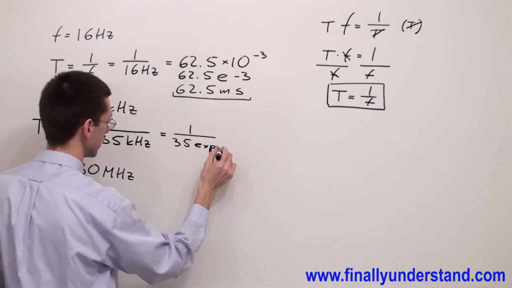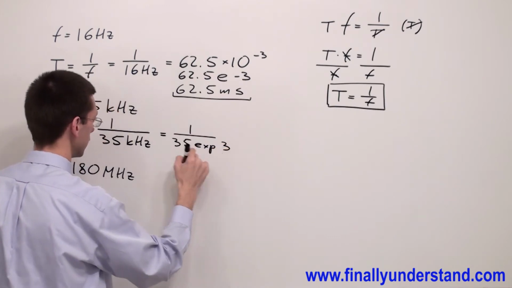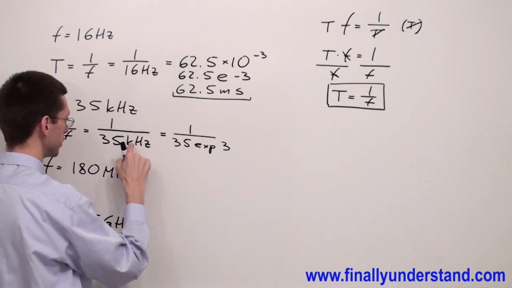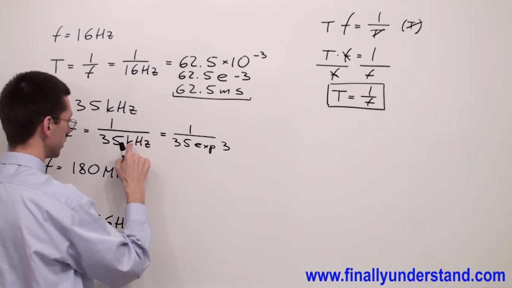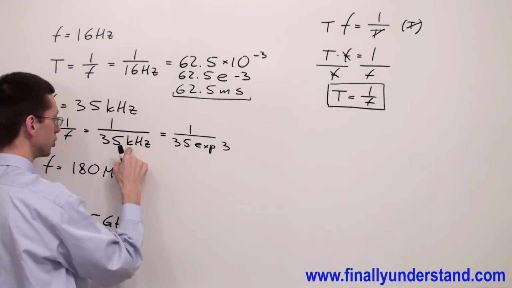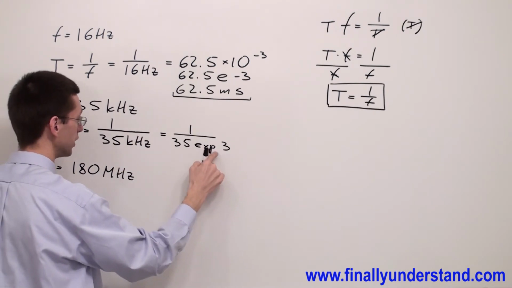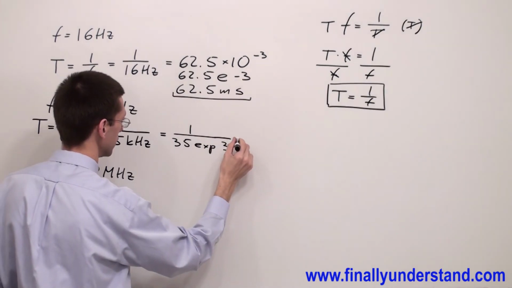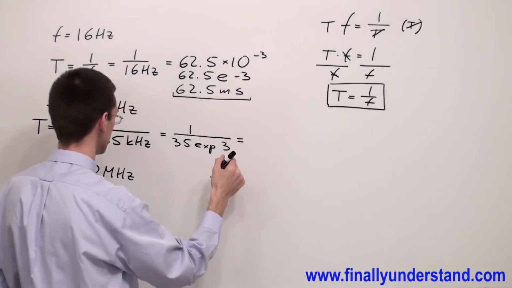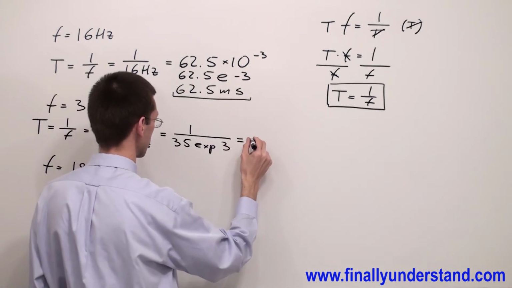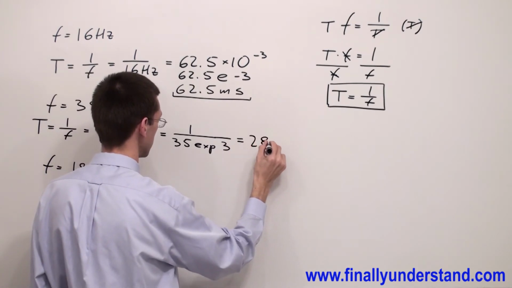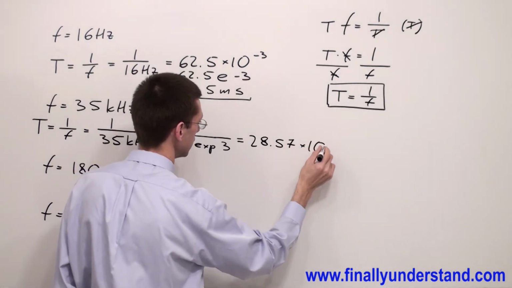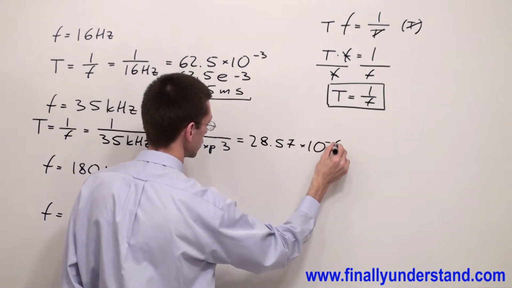35 exp 3, because k is a power of 10 and k represents 10 to the third power. That's why I type exp to the third and press the equal sign. You're supposed to get the answer 28.57 times 10 to negative 6.